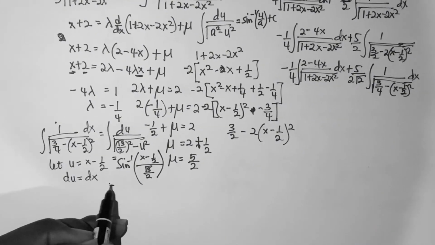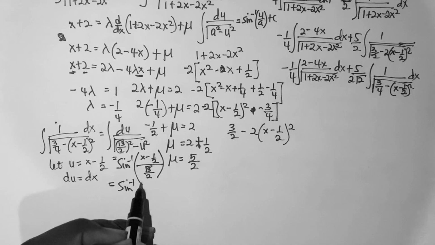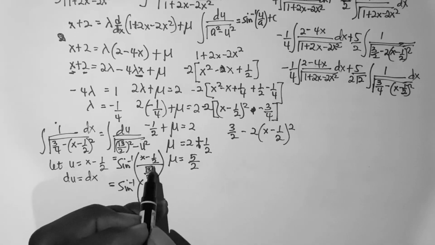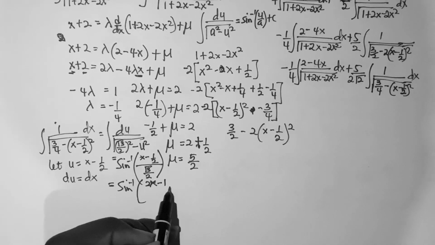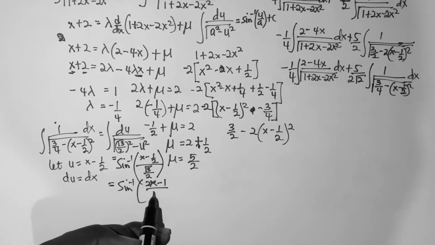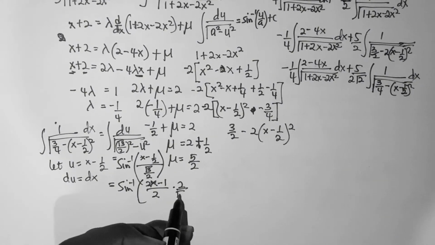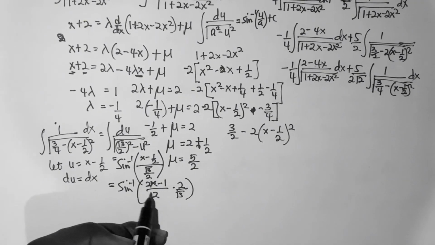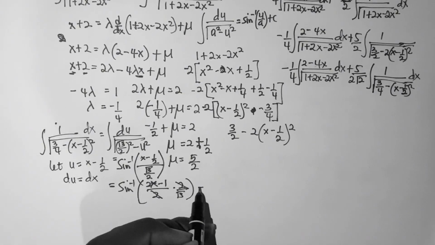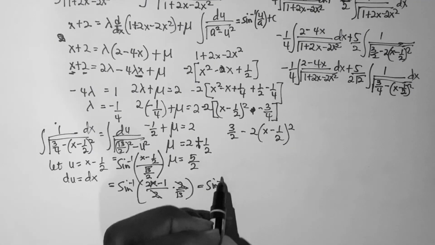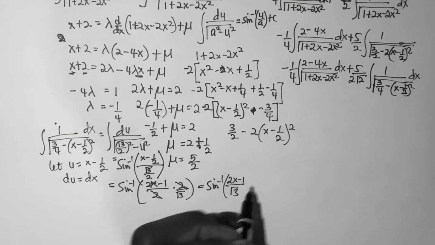Now, if we further simplify this, this is equal to sine inverse of 2 times x is 2x minus 1. So 2x minus 1 divided by 2. Then times 2 divided by root 3. So this 2 and this 2 can cancel out. So at the end of the day, our answer is sine inverse of 2x minus 1 over root 3.